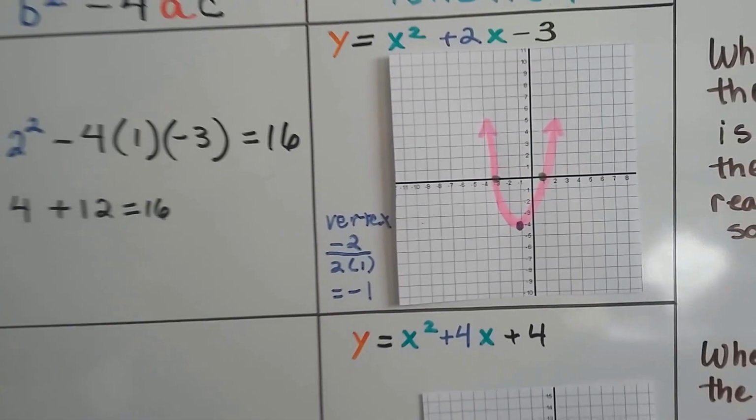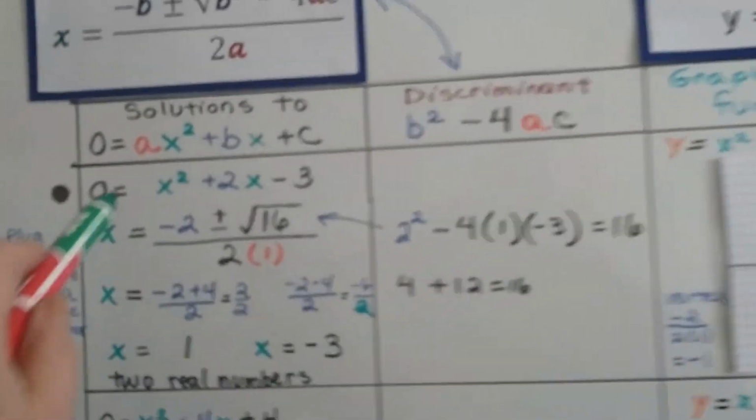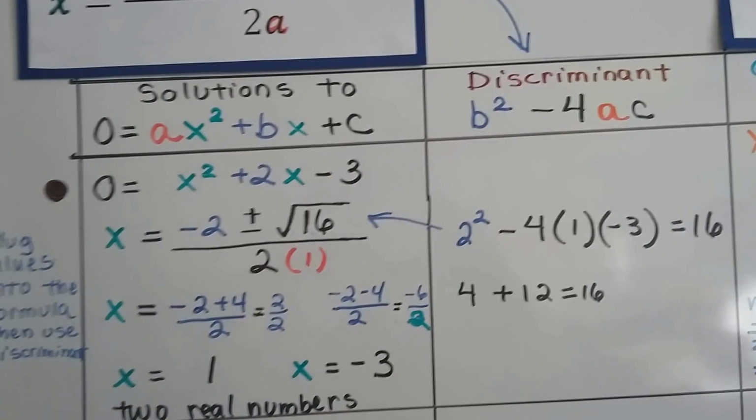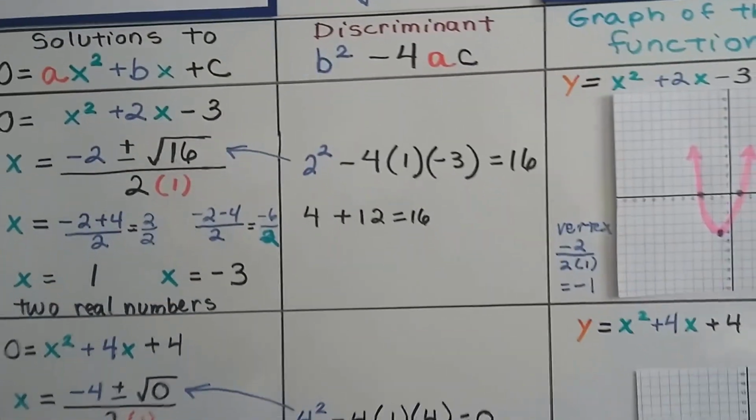And you know what else we know? We know it opens upwards because this is positive. We don't have a negative there, do we? We learned that also, didn't we?